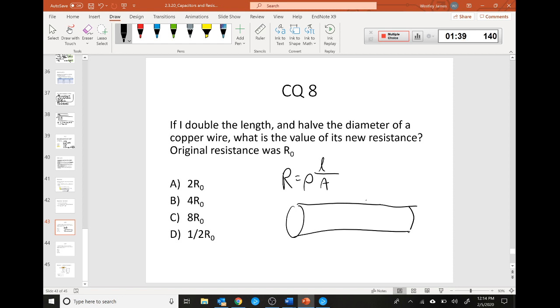Notice there's no diameter in this equation, so you have to figure out how one of these variables depends upon diameter. And the cross-sectional area is this, just giving you all the hints.